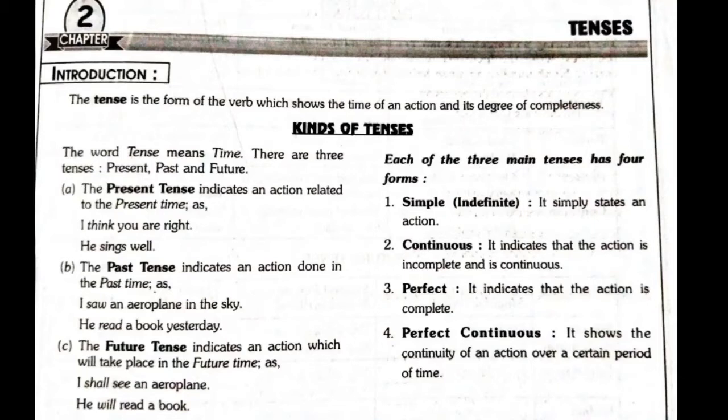Next is perfect tense. It indicates that the action is complete. It shows that the action is totally completed. Last is perfect continuous. It shows the continuity of an action over a certain period of time. Means the action that's still going on, continuity of an action over a period of time, that the action was still going on for a certain period of time. So this is what tenses, kinds of tenses, and further the forms of tenses.